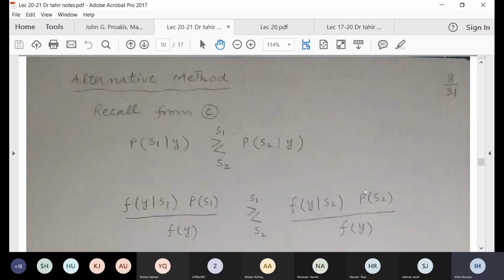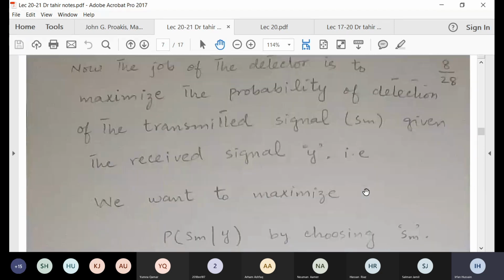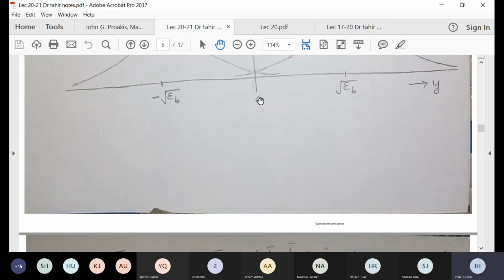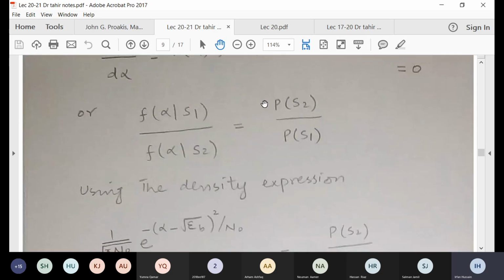You can use an alternate method also, as given in the notes here, but in the exam you can use any other method to get to the result, to get to the boundary values. Alpha was a boundary, as you can see here, alpha defined, alpha gave you this value, this was the boundary value, this is alpha, which is actually where the two PDFs cross.